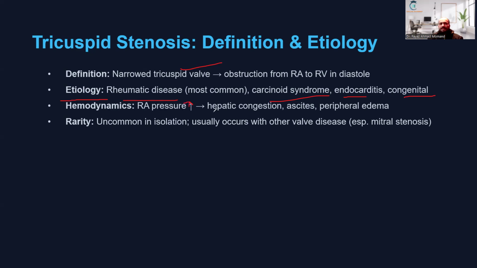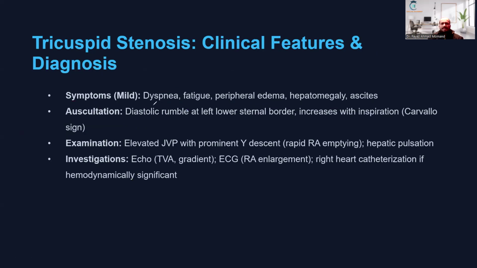Hemodynamically, pressure in the right atrium increases. This causes hepatic congestion, ascites, and edema in the lower extremities. This is very uncommon in isolation, and usually occurs with other diseases, especially mitral stenosis. For diagnosis, symptoms you may see are dyspnea, fatigue, peripheral edema, hepatomegaly. You can hear a diastolic rumble at the left lower sternal border, or fourth intercostal space just to the left of the sternum. The murmur increases with inspiration. This is also called Carvallo sign. On examination, you may see the JVP, and when you measure it, you can see that the Y descent is prominent. It shows that the atrium is rapidly emptying. You may see hepatic pulsations.